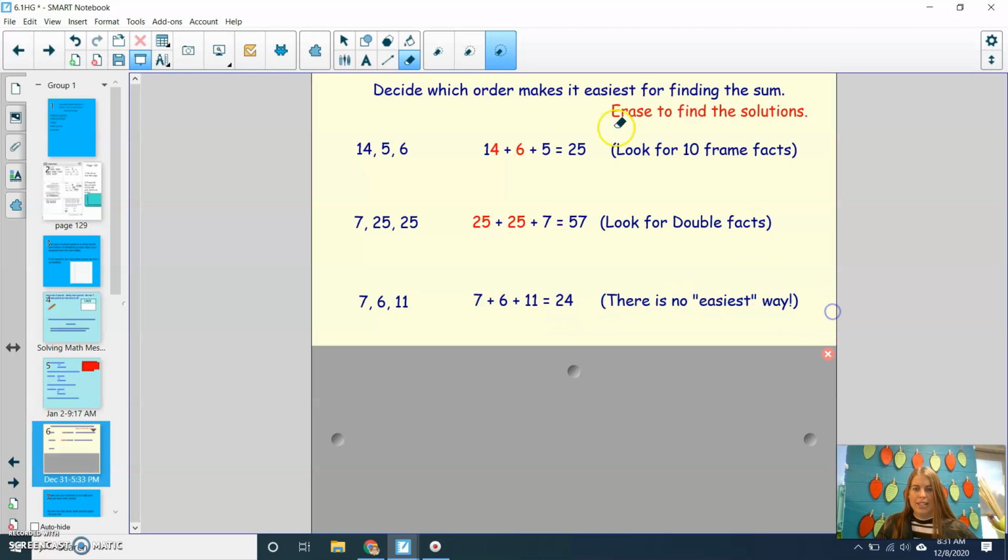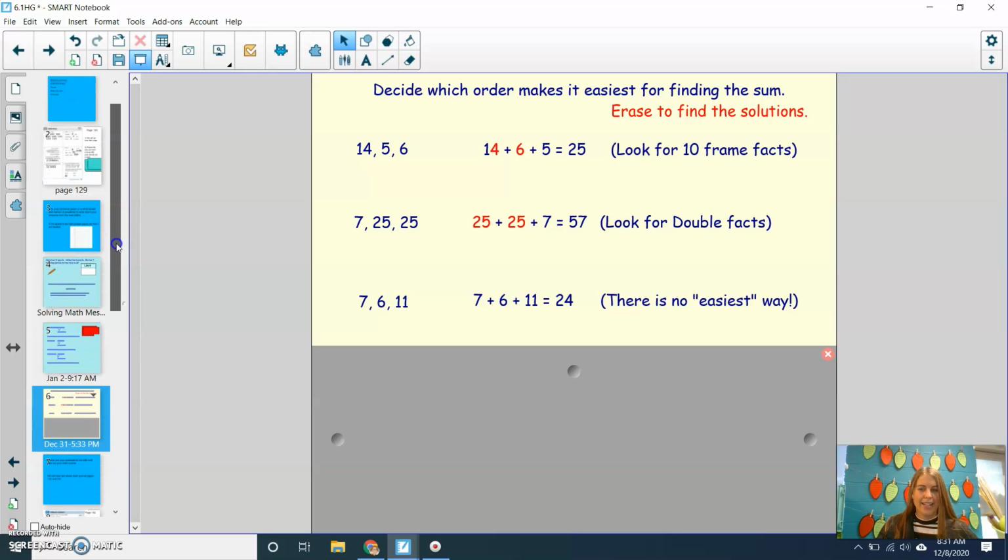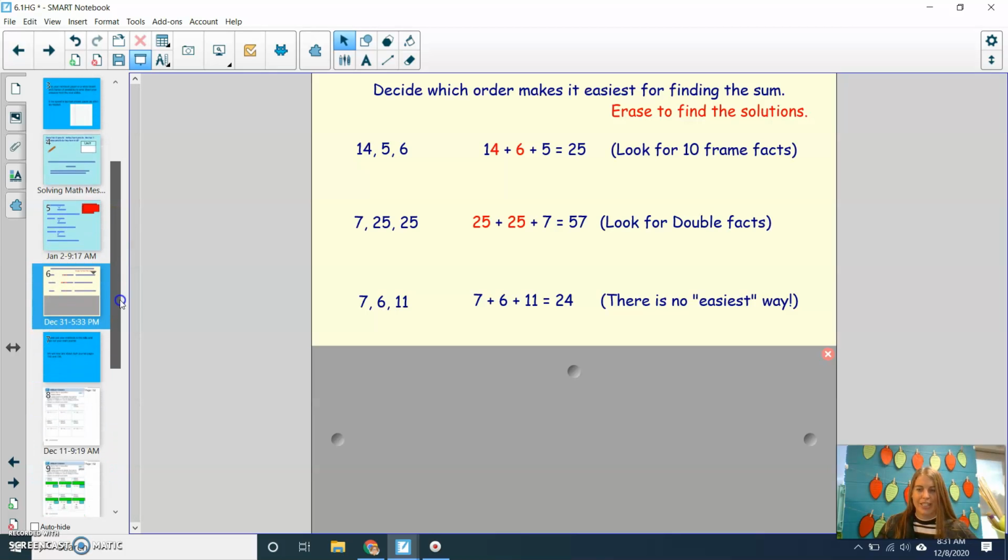So for this one, there is no easiest way. You could decide which order you want to solve. If I did 7 plus 6 first, and I know that 7 plus 6 is 13, and then I add my 11 to that, I would get 24. We will work more on adding three numbers in future lessons.